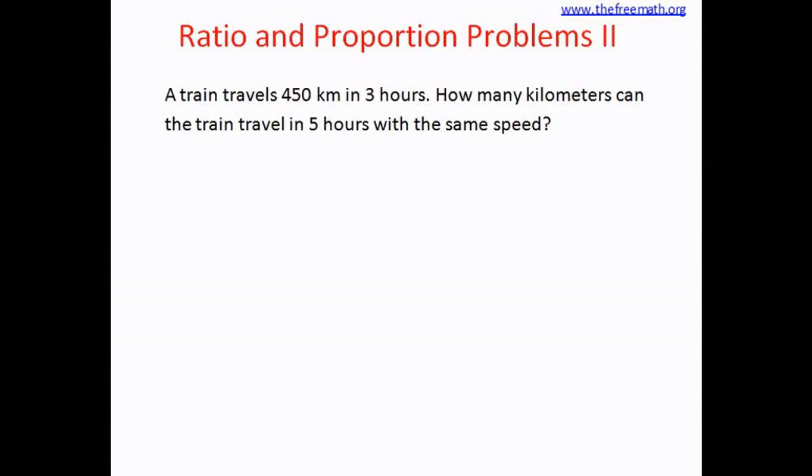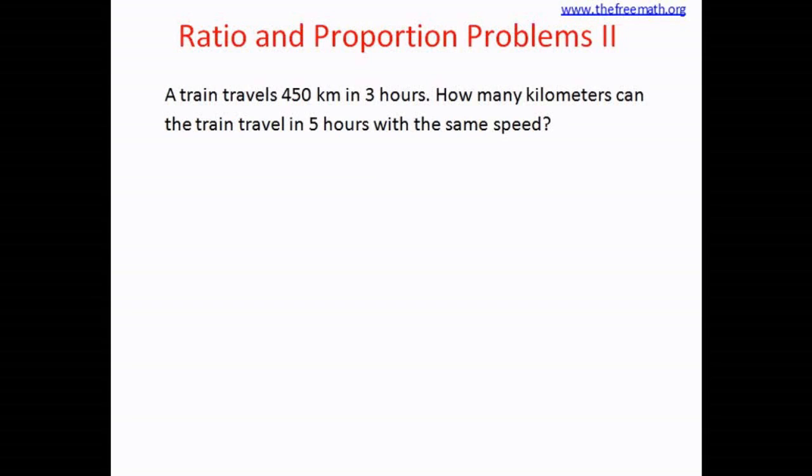Let's solve some ratio and proportion problems. The first one is this. A train travels 450 kilometers in 3 hours. How many kilometers can the train travel in 5 hours with the same speed?